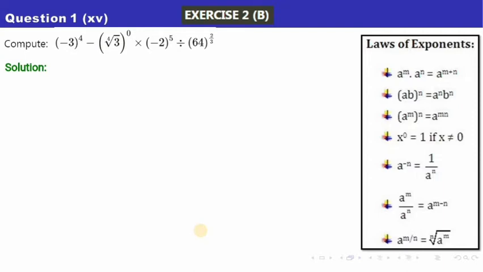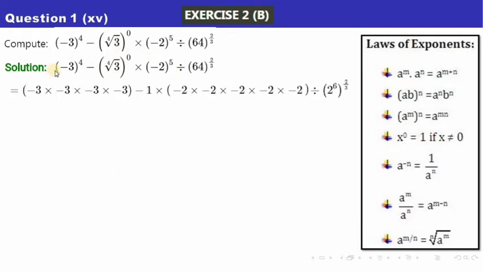Now let's have a look at this one. Okay, so you need to evaluate this. Before that, I would like to say that this quantity will be equal to 1. Why? Because as per this law, anything to the power 0 will always be equal to 1. So this will always be equal to 1.